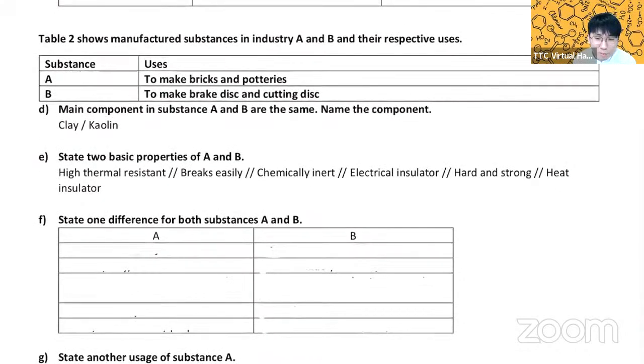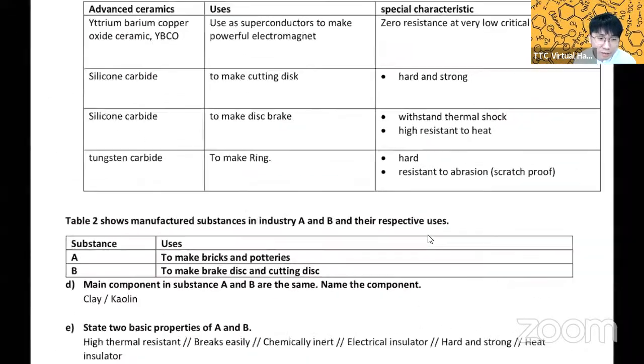Okay, so of course, moving on. So you can go back up a little bit. Okay, can.